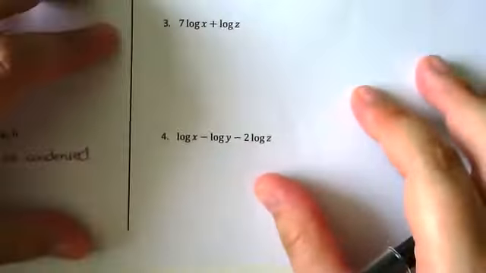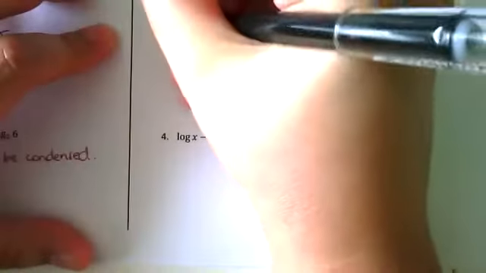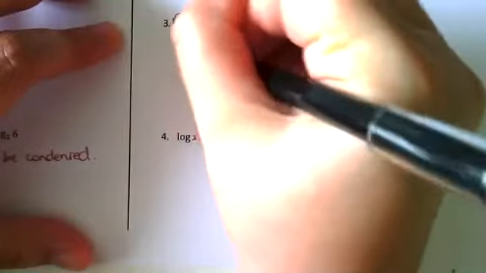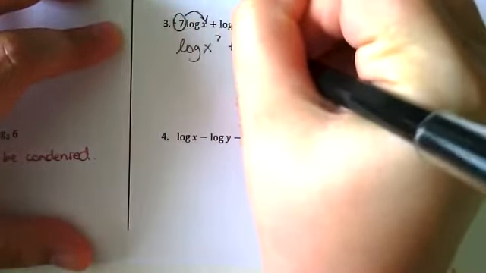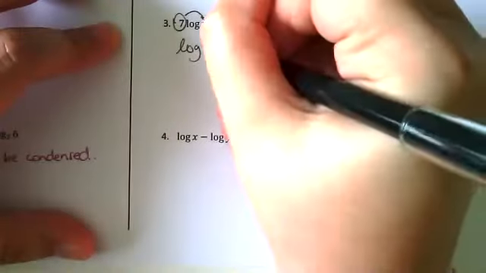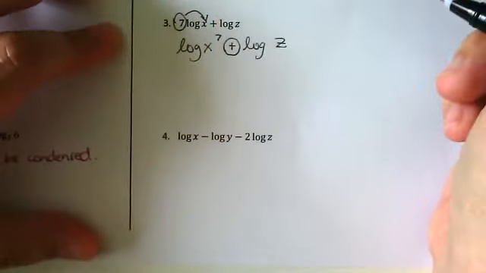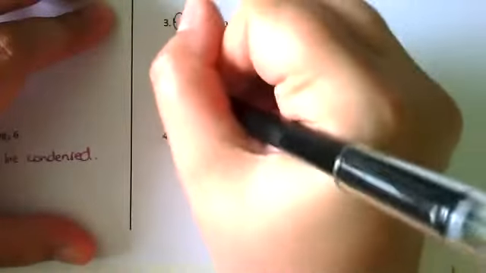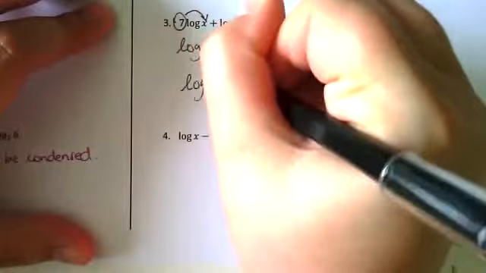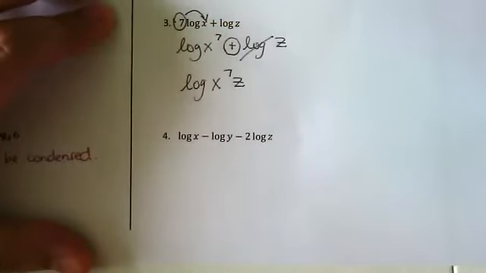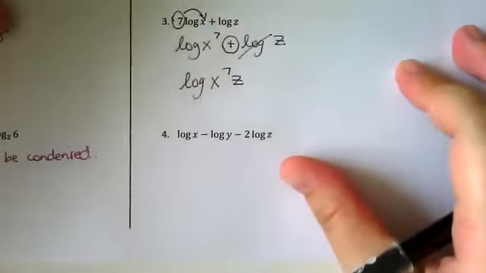So for question number 3, again, take care of that number in the front first. So I take the 7, I'm going to put it on the x. So I've got log of x to the 7th plus log of z. And then again, we take this addition sign, we change it into multiplication. I get rid of this log. I don't need it. I'm condensing. So I've got log of x to the 7th times z, and you can just write them right next to each other. And that's our answer for number 3.